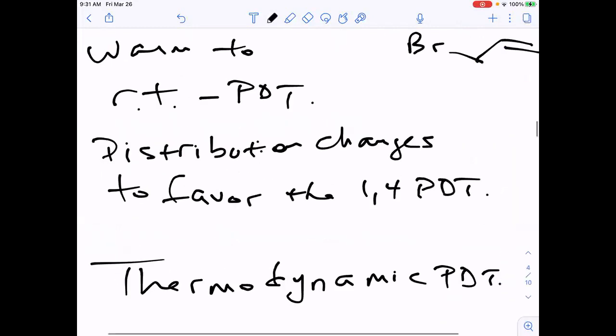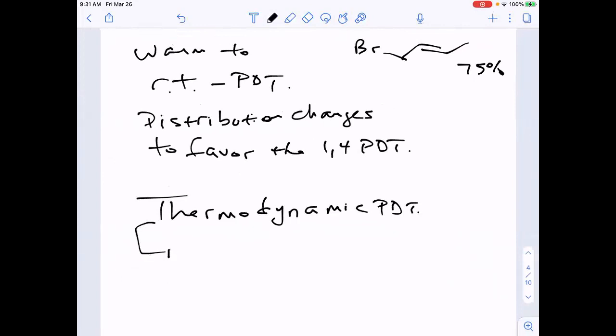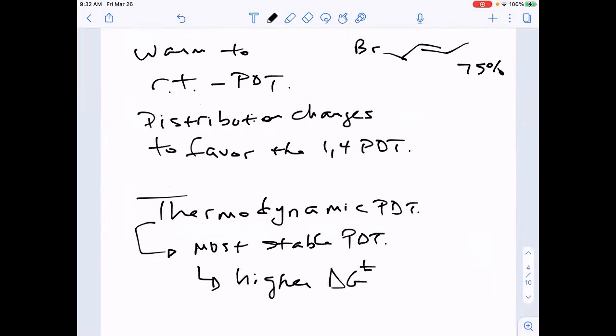All right, so the terminology that we use for the thermodynamic product is that it may form slower, but it's more stable. So it's the most stable product, and it has a higher activation energy.